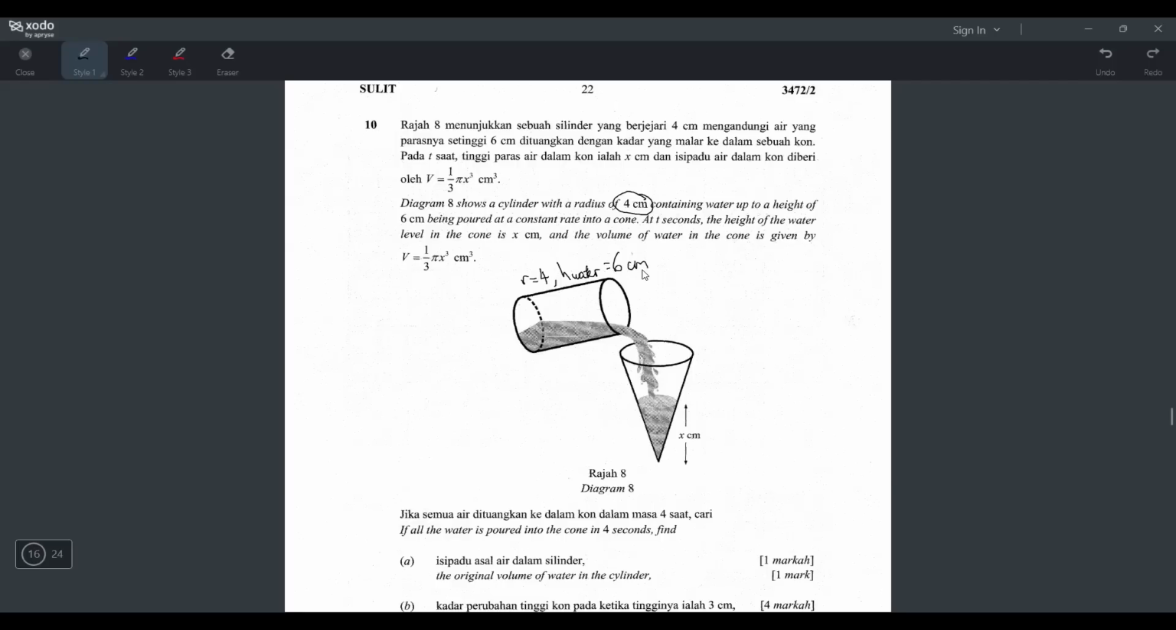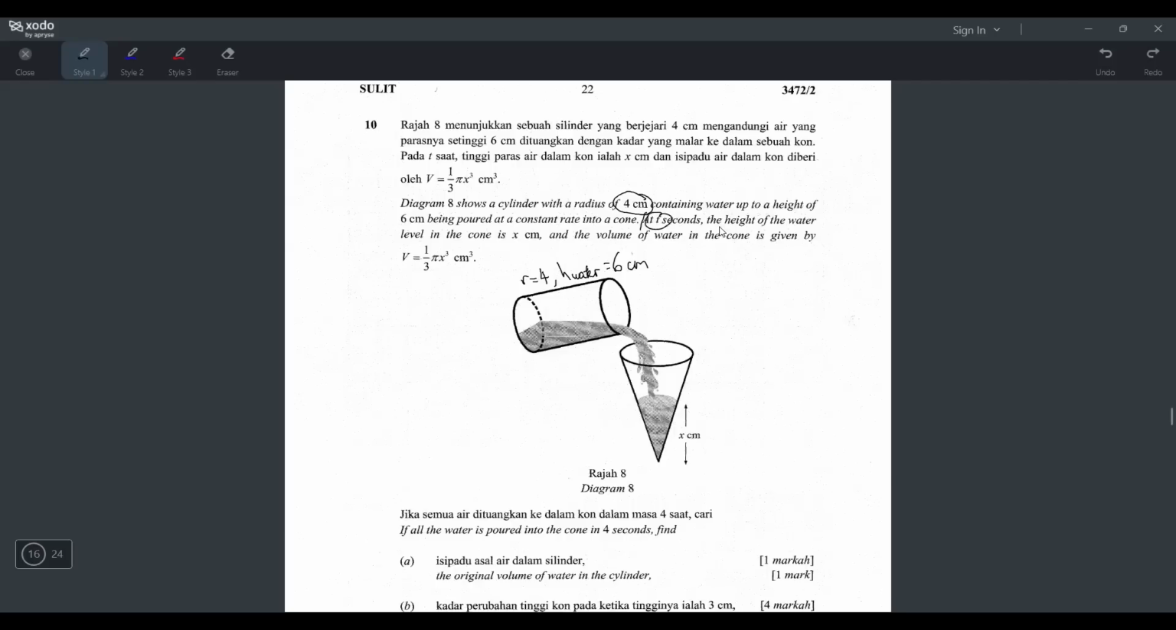Okay, water up to a height of 6 cm being poured at a constant rate into a cone. So you pour the water here, right? If you pour the water here, it means the water will keep decreasing from the cylinder. But the cone's volume of water increases, right? And if the volume of water is decreasing here, then the rate of change of volume of water here will be negative. Understand? Because it decreases. So your volume decreases over time, but for the cone, your volume increases over time. But they don't give the rate, they just say at a constant rate. So it's okay, let's keep reading.